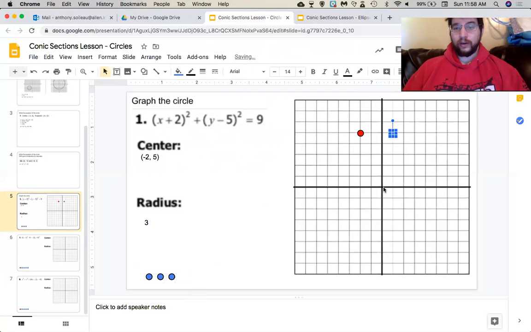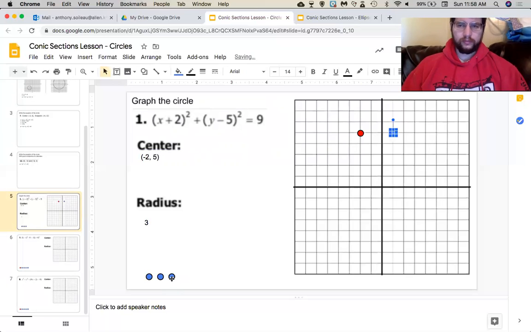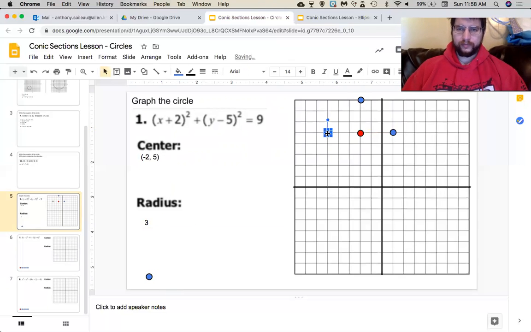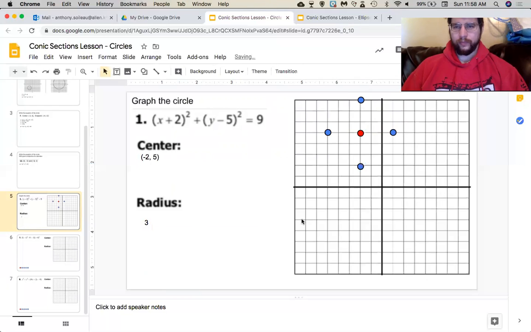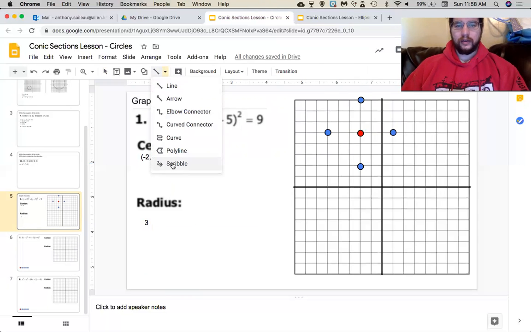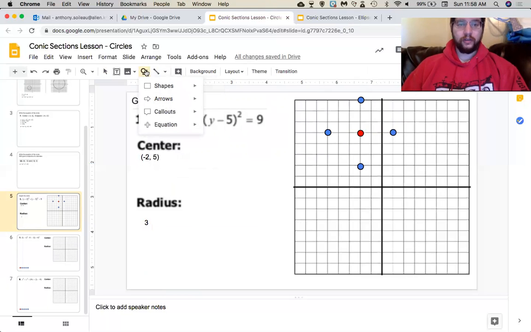These don't have to be perfect, but if you want to adjust it a little bit, you can use the arrow keys. Better yet, use shift arrow keys, and you can get them really nice and precise. As long as it's close, I don't care. And 3 up. About right there. 3 to the left. And 3 down. Boom. Now, to make your circle, you have 2 options. You could go and use that scribble tool again. I don't like it. They've got a circle button.